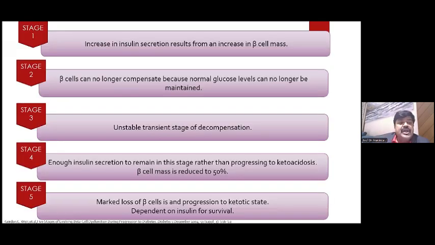In this slide, stage 1 means the increase in insulin secretion results from an increase in beta cell mass. Stage 2, beta cells no longer compensate because normal glucose level can no longer be maintained. Stage 3, unstable transient stage of decompensation. Stage 4, enough insulin secretion to remain in this stage rather than progressing to ketoacidosis. So beta cell mass is reduced to 50%. Stage 5, marked loss of beta cells and progression to ketotic stage, dependent on insulin for survival.